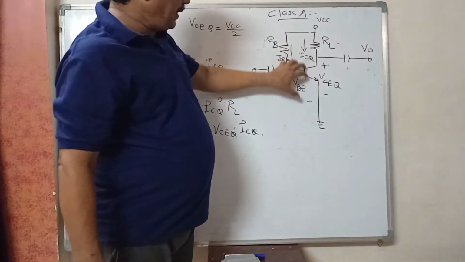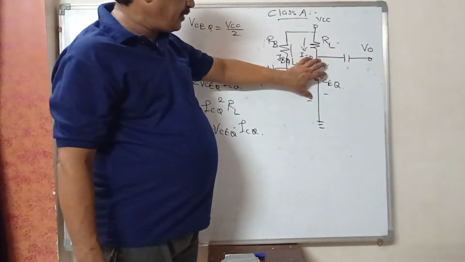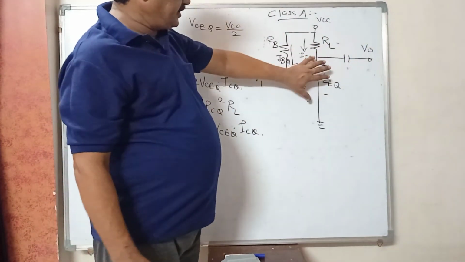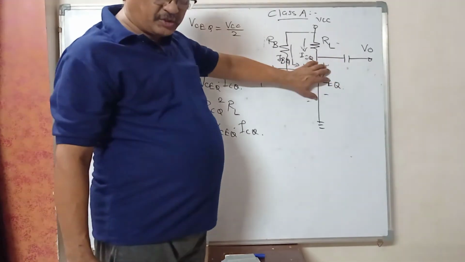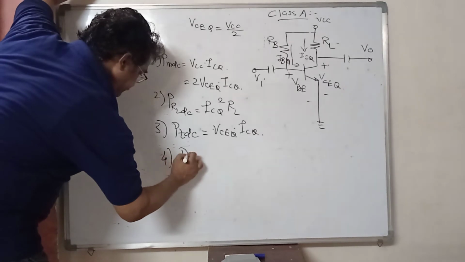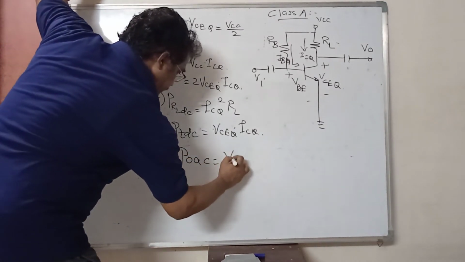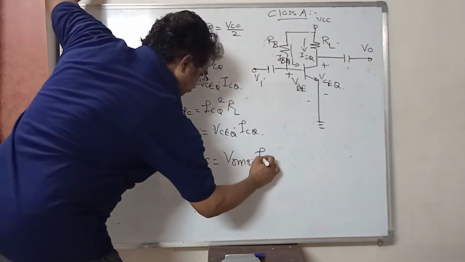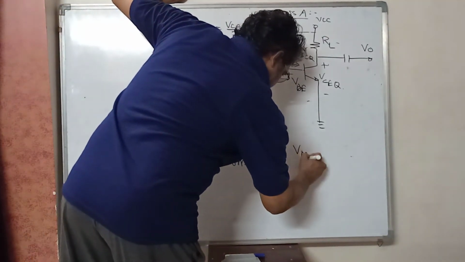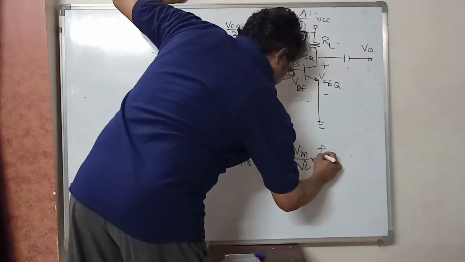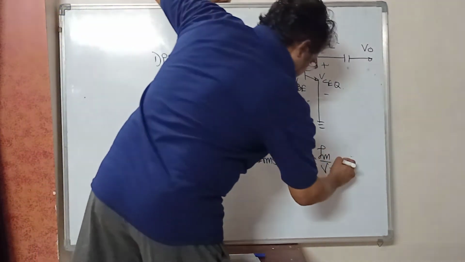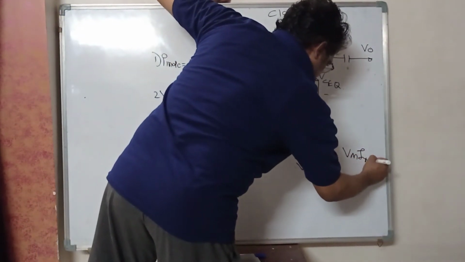Now the power is given to the transistor. The transistor will convert part of this power into output AC power. So the output AC power will be, since it is AC, VRMS into IRMS, or Vm by root 2 into Im by root 2. We know that VRMS is Vm by root 2 and IRMS is Im by root 2, so it is Vm Im by 2.